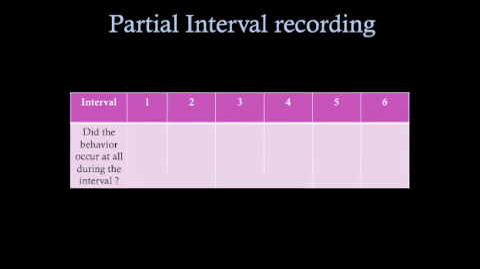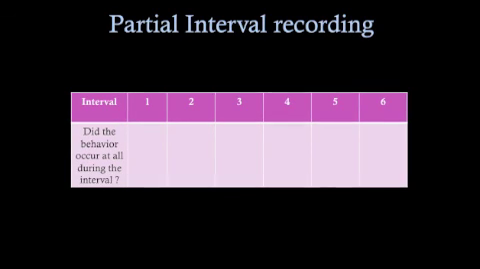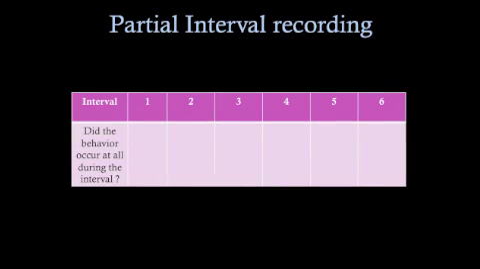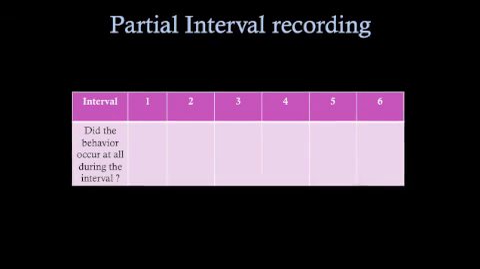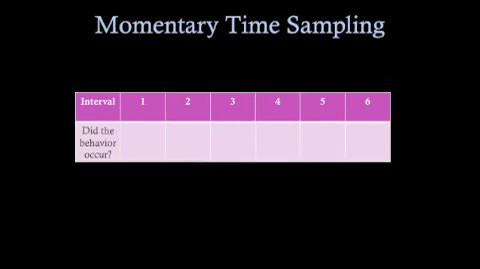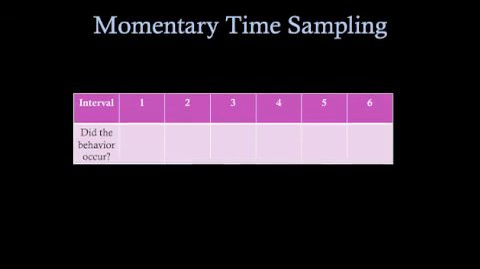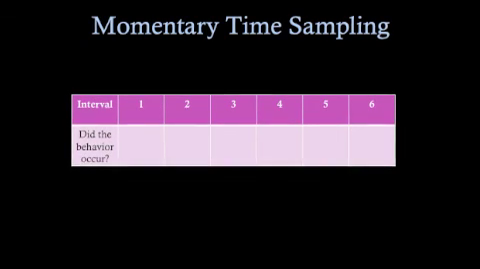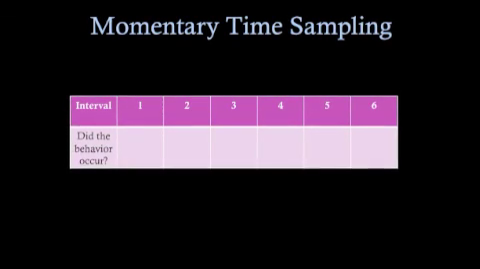During partial interval recording, you record whether or not the behavior occurred at all during the interval. When using momentary time sampling, you record whether or not the behavior is occurring at the end of the interval.